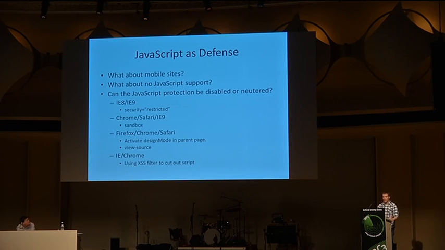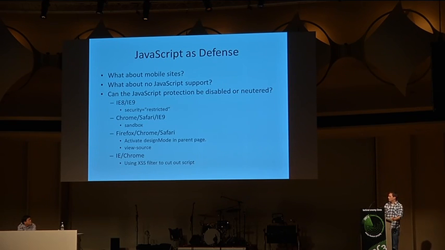So JavaScript is a defense. The problem with JavaScript is it's really, really easy to get wrong. What happens with mobile sites? What happens when there's no JavaScript support? And can the JavaScript protection be disabled or neutered? There's been a lot of work here. My personal favorite way to disable or neuter JavaScript is using the security protections of the browser against itself, I guess because I like the irony of it.